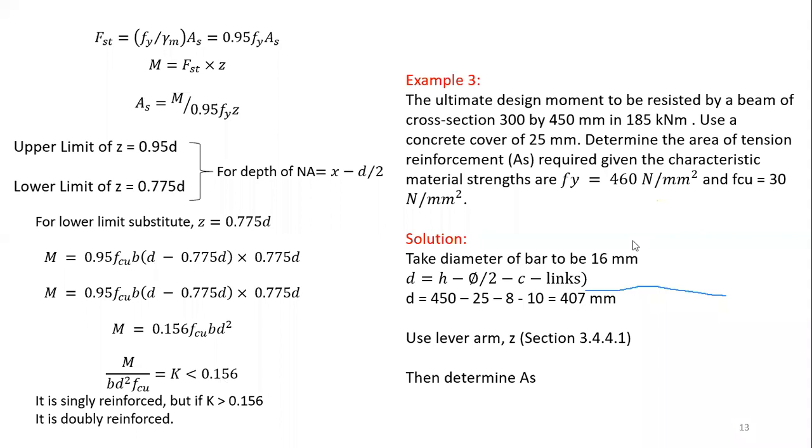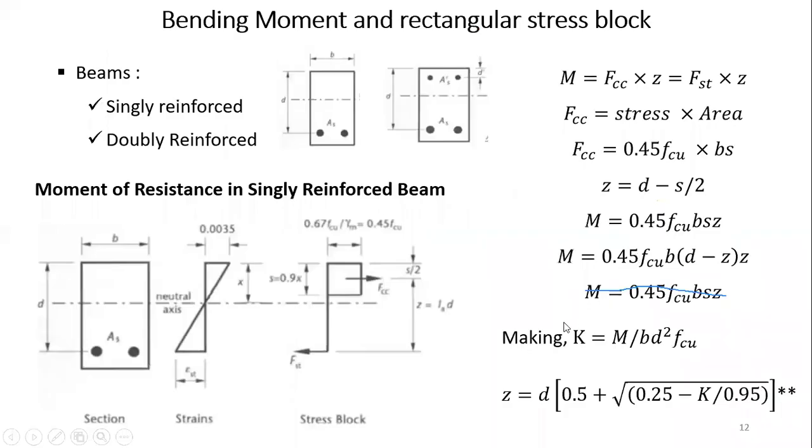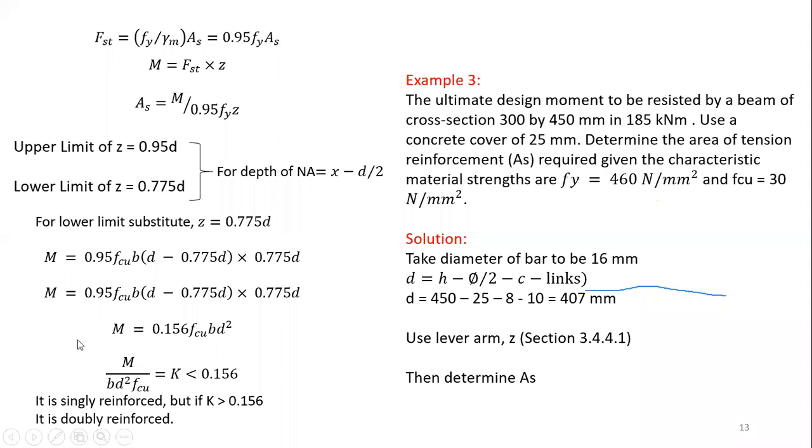What is the value equal to K? Yes, I've mentioned that before. You have it here. K is equal to M over b d squared fcu. That is the value of K. And the other time we put Z to be equal to 0.775 D. If you put the value here and find the value of M, then you get M is equal to 0.156 fcu b d squared.